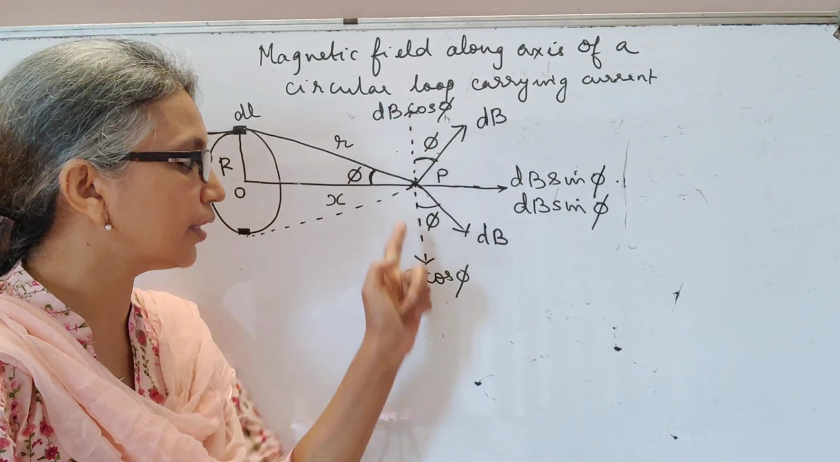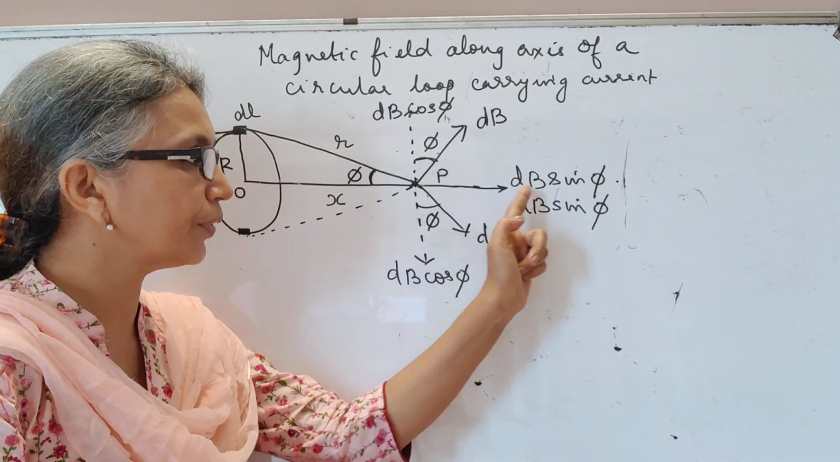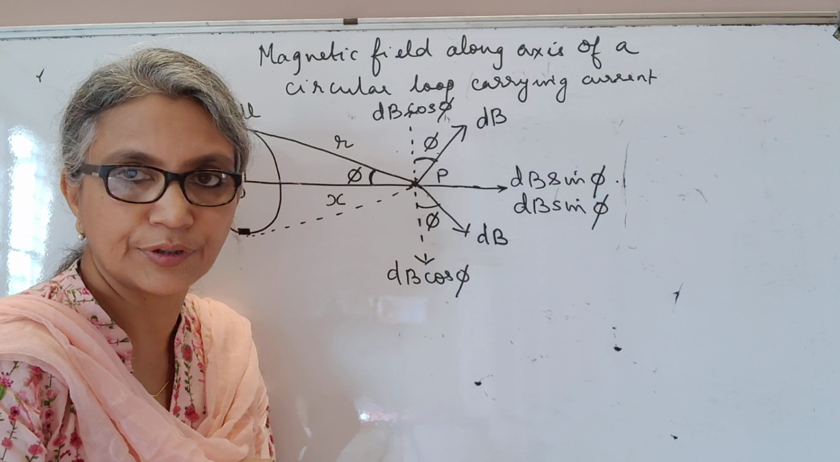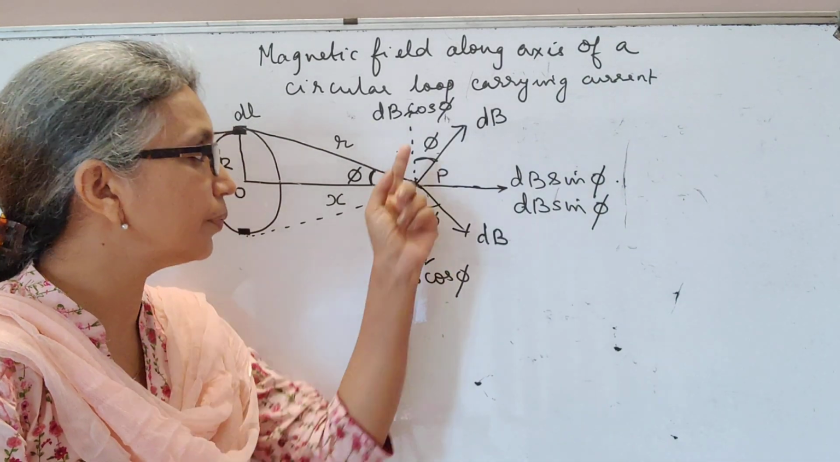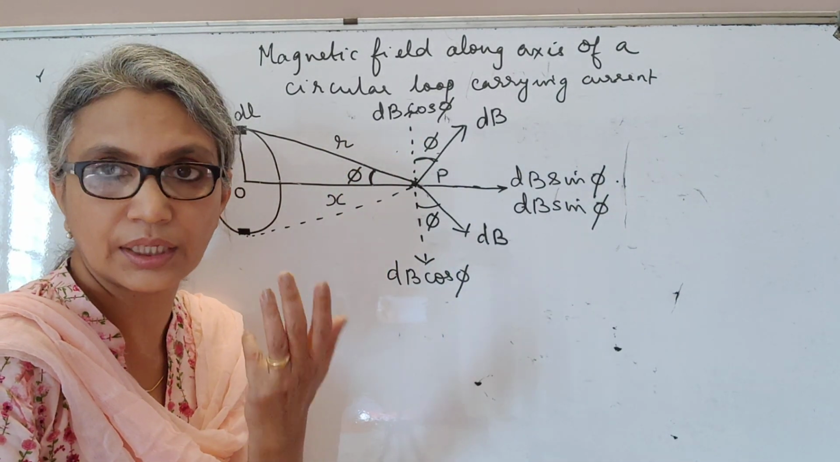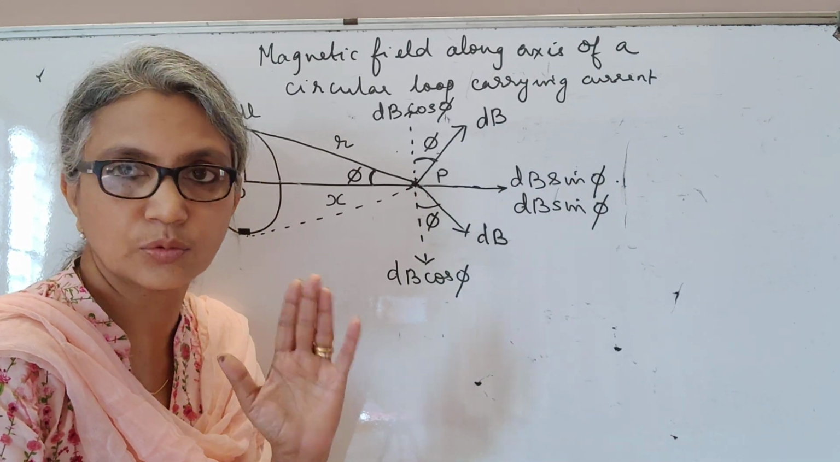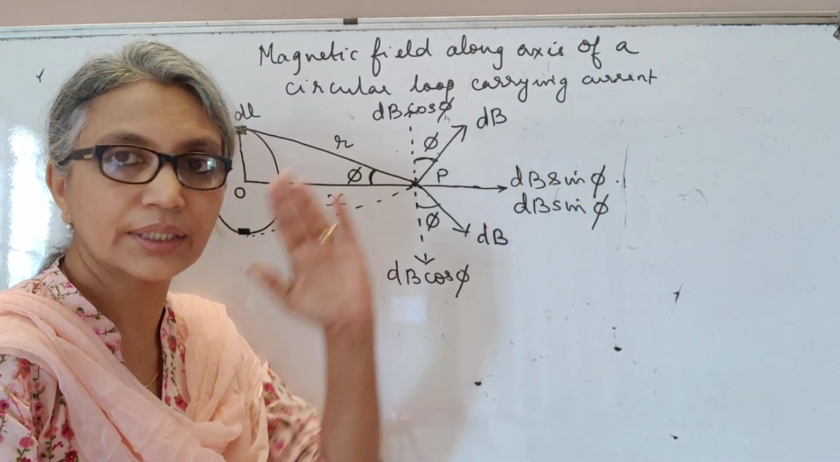dB sin phi is along the axis, and because of the diametrically opposite element, you have a dB cos phi exactly opposite to this, but the other component is along the same axis, dB sin phi. So what will happen is, this dB cos phi and this dB cos phi, being equal in magnitude but opposite in direction, will get cancelled, but these two dB sin phi will get added up.